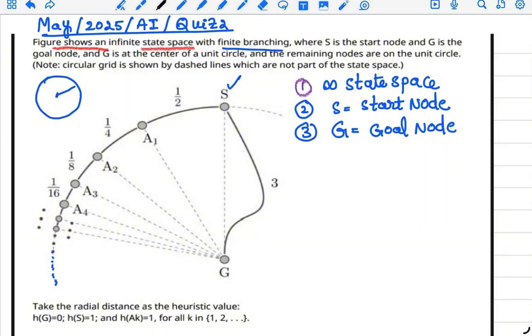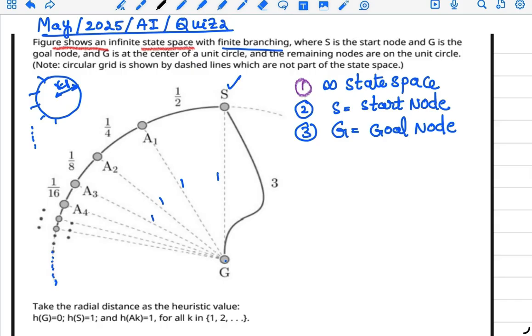Unit circle means they mentioned radius r equal to 1. So from G to S the distance is 1. These are the radius. G is the center of the unit circle and the remaining nodes are on the unit circle. So the remaining nodes S, A1, A2, A3, A4 all are on the unit circle, that is the circumference of this circle. So start from S, A1, A2, A3, A4 and this is an infinite list: A4, A5, A6 and so on.